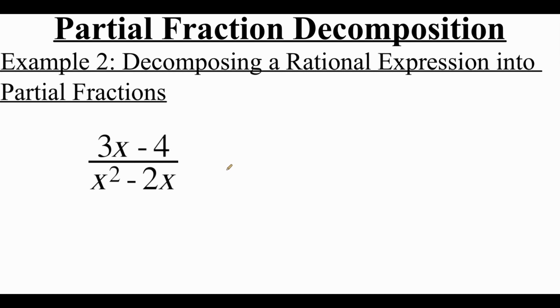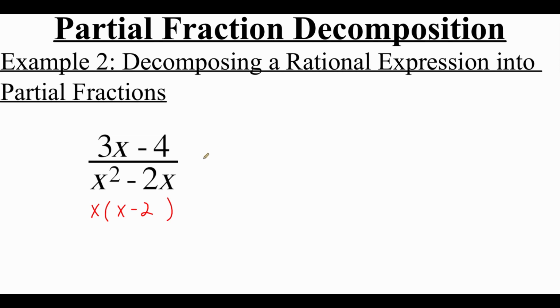Now we're going to look at another example in here. So we've got (3x - 4) over (x² - 2x). This is the example from the first slide that we looked at. The first thing we want to do is look at factoring out the denominator. I see that we've got this x² - 2x. Each one of these terms has an x in it, so I'm going to take out a GCF, and that's going to leave me with x - 2.